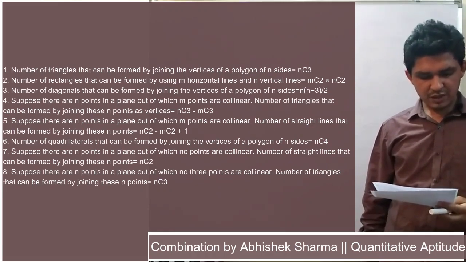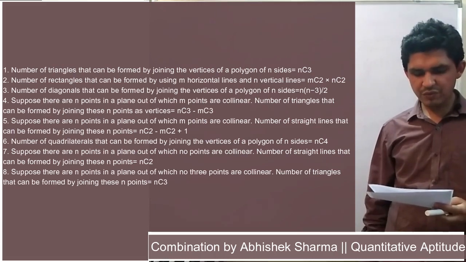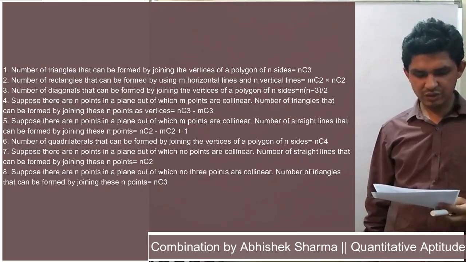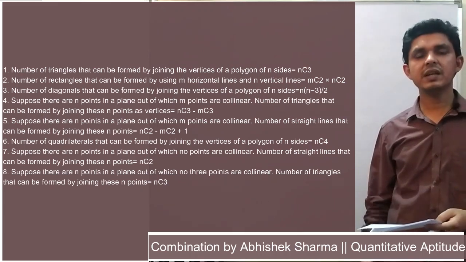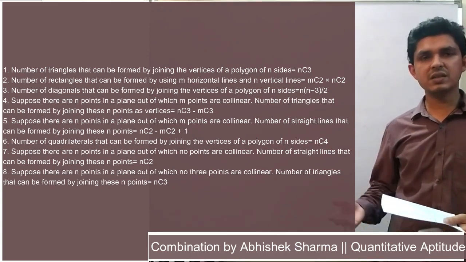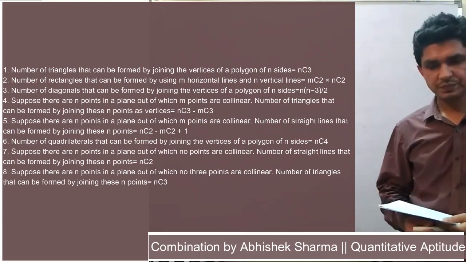The last point is, suppose there are n points in a plane out of which no 3 points are collinear. The number of triangles that can be formed by joining these n points will be NC3, right? So there are some questions based on these formulas. Let us discuss a few questions. The rest you can have a look at.